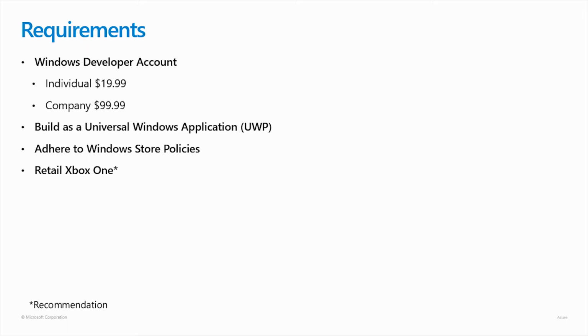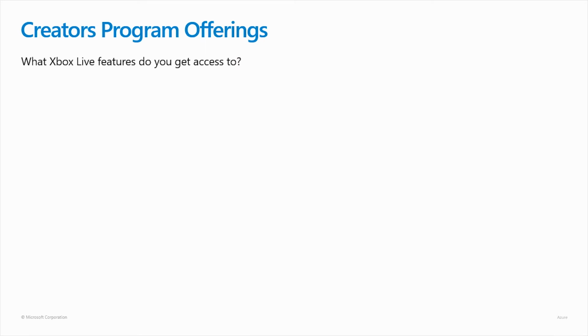You also have to target the Universal Windows platform, which has really nice attributes to it. So what you can do is, with one binary, deploy to both Windows 10 and to the Xbox. And then the last requirement is you have to adhere to the Windows Store policies, which are common sense things like don't put a virus in your game, make sure you have a proper app lifecycle. And while this is not a strict requirement, we do highly recommend, if you intend to publish your game to the console, that you have an Xbox One retail kit so you can get an idea of how your game performs on a console.